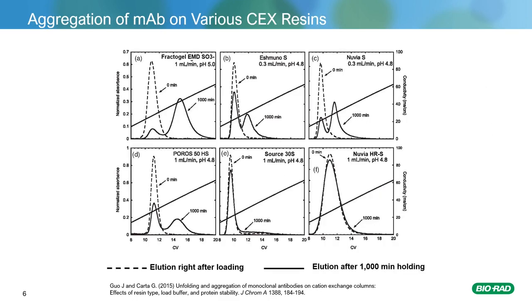This work was then continued by another collaborator, and in this case they decided to evaluate 6 different resins. They did 2 parts of the study. The first part, as exhibited by the dashed lines, they loaded the column, washed and eluted immediately after loading. And then for the solid line, they loaded the column, held for 1,000 minutes on column, and then completed the elution. And what you see is, for all cases, there's the beginnings of a second peak, with the exception of Nuvia HRS. The Fractogel showed the highest amount of this self-association, and as I mentioned previously, the Nuvia HRS did not appear to show any self-association.